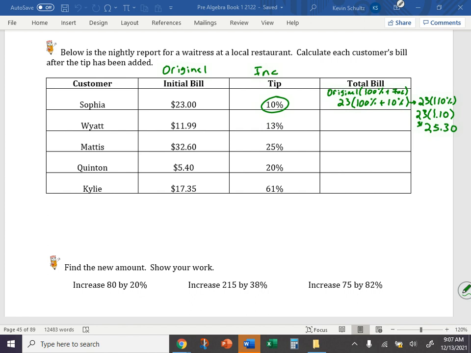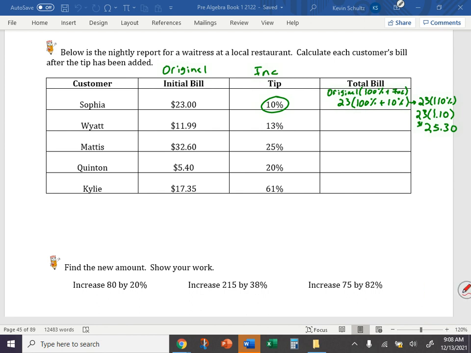Okay, Sophie. For the next one, do you just round to 12? You round to the nearest penny. No, you don't want to round 11.99 to 12. Keep it as 11.99. The only time that you should round is a final answer, and you should round to the nearest hundredth. What about tax? We're not doing tax right here.